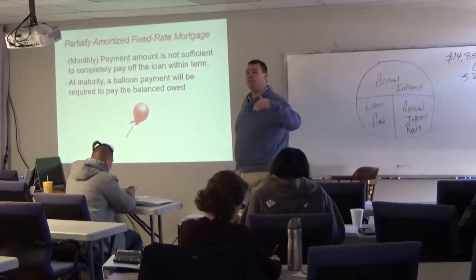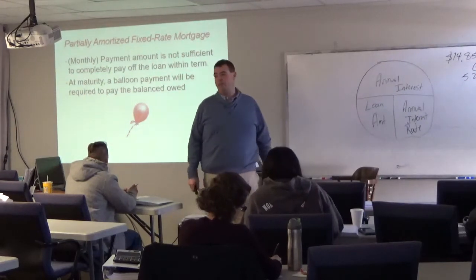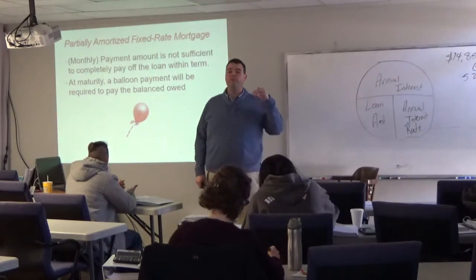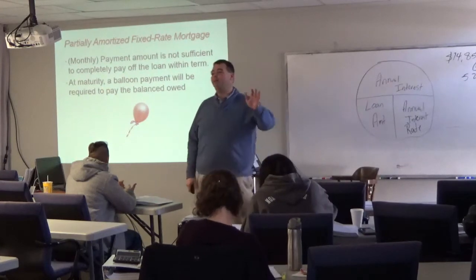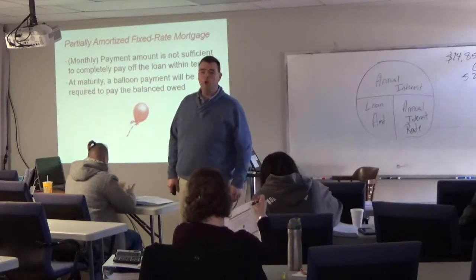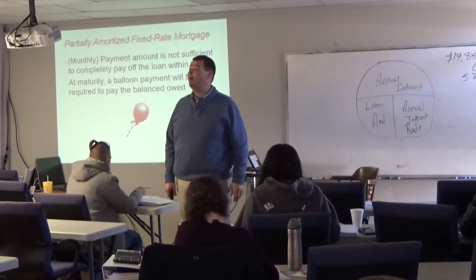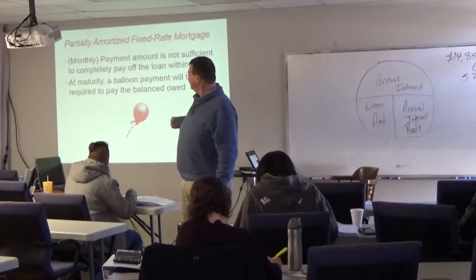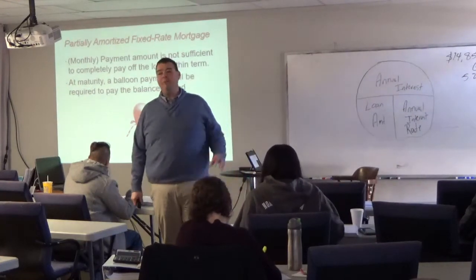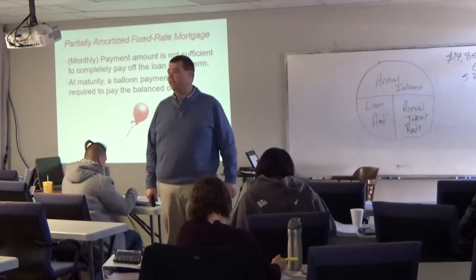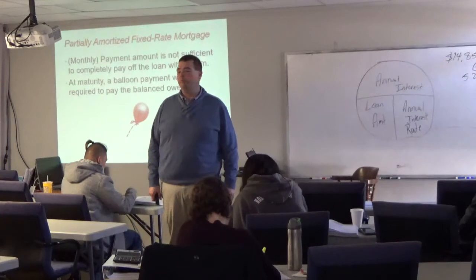We can also have what's called a partially amortized loan. Well, if fully amortized means I pay it down to zero with my last payment, what do you think partially amortized is going to mean? There's still a balance. That's why our friend the balloon is here. That balance that's still due at the end of the loan is called a balloon payment.